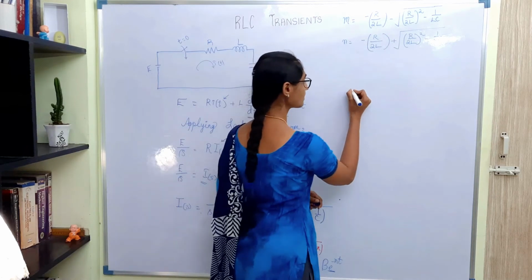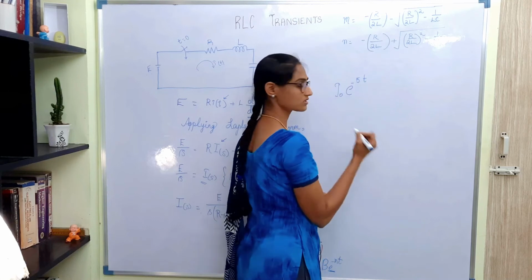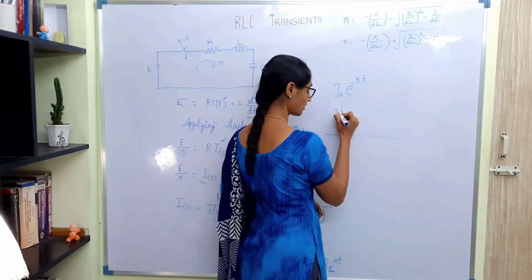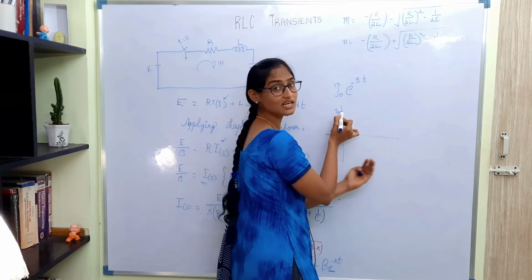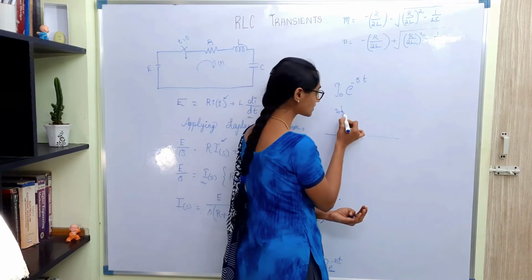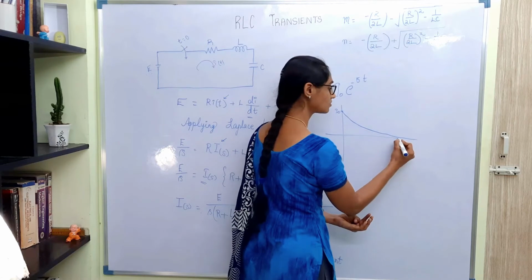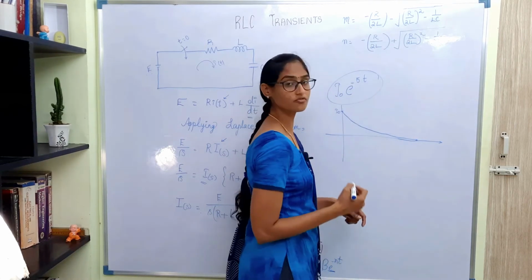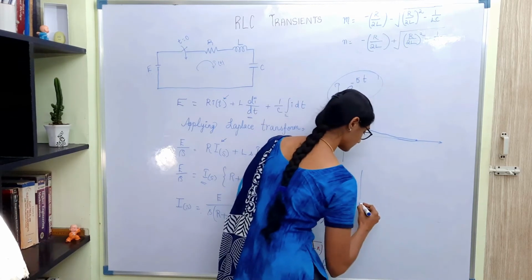Say for example, we have an equation I naught e to the power minus 5t. This value will start at I naught and continuously, as time increases, this response will be dying out. At a particular time, it will come to 0. This is a negative exponential. But if you have a positive exponential, the curve will be like this.